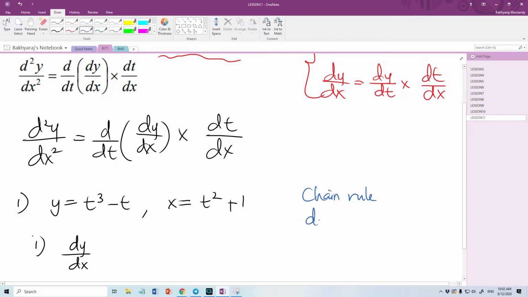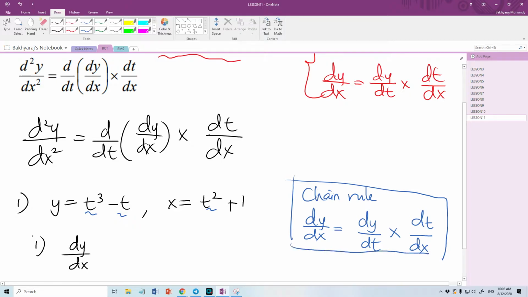Chain rule is what? dy dx equals dy over dt times dt over dx. The variable here is t, so I need to substitute t here. Use this formula and find dy dx.